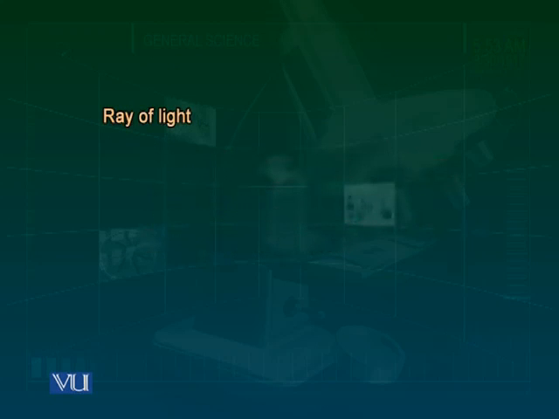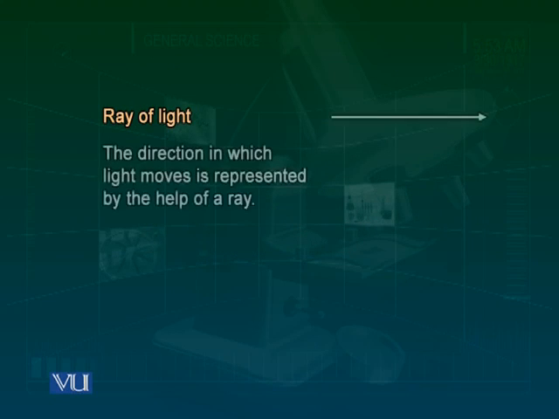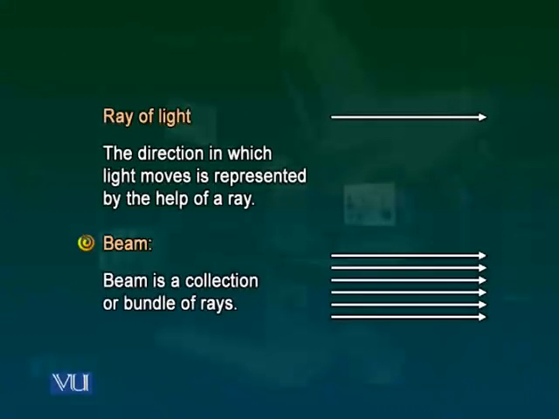A ray of light is basically the direction in which a light moves. It's just a simple line. Let's say I have a laser which I'm shining, and if we can see it, this is going to be a ray of light. Now, when you have a large number of rays, we say it is a beam of light. A collection of rays or a bundle of rays is known as a beam.